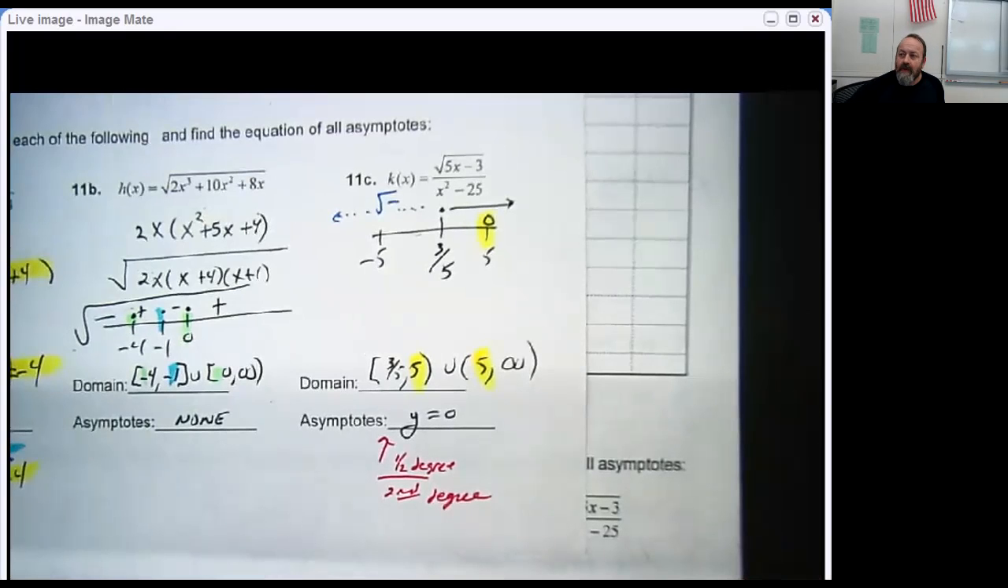That's going to end the review. That's number 10. I know it says 11, but you know what I mean.